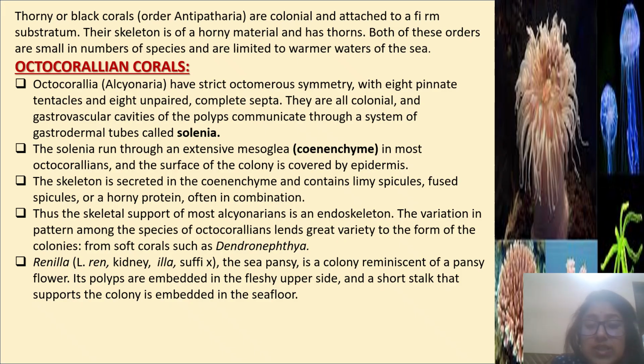Thus, the skeletal support of most alcyonarians is an endoskeleton. The variation of pattern among the species of octocorallians lends great variety to the form of the colonies, from soft coral such as Dendronephthya. Next, Renilla, the sea pansy, is a colony reminiscent of a pansy flower. Its polyps are embedded in the fleshy upper side, and a short stalk that supports the colony is embedded in the sea floor. Now the topic has ended.